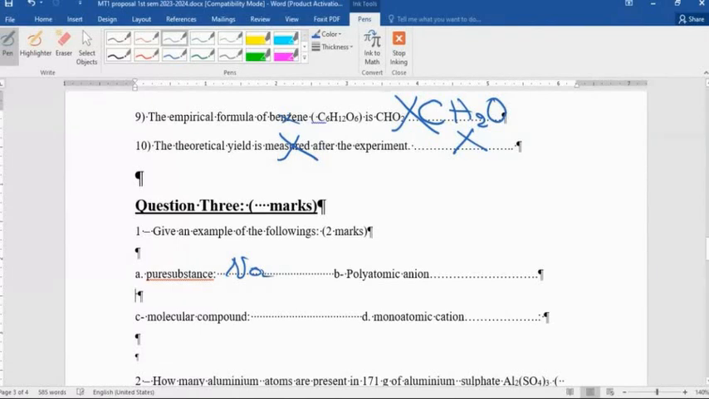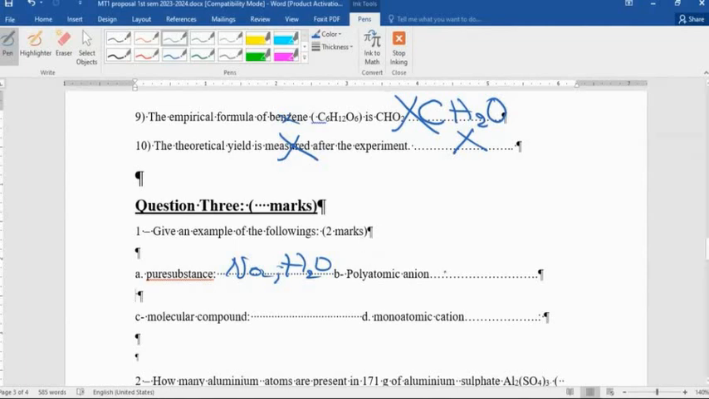Pure substance also could be what? Could be a compound. The simple one, water. So this is an example. You can write here all the chemical compounds, all the elements from the periodic table. But I don't have to think a lot. I just get from the periodic table all the elements.